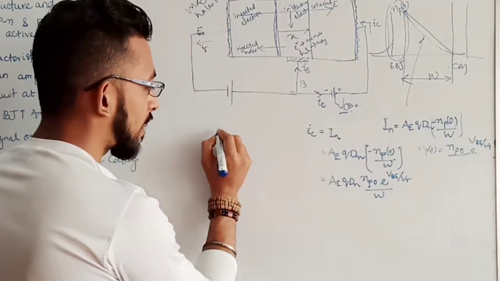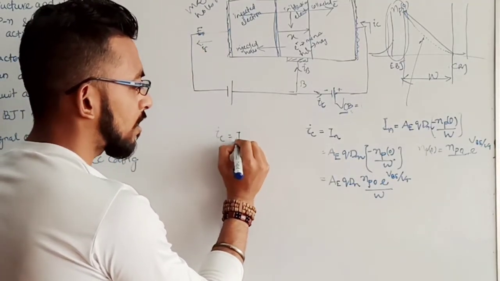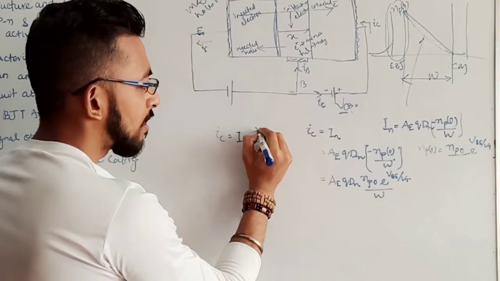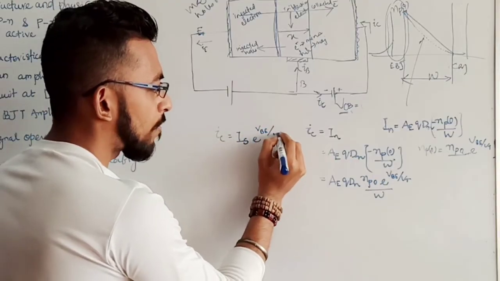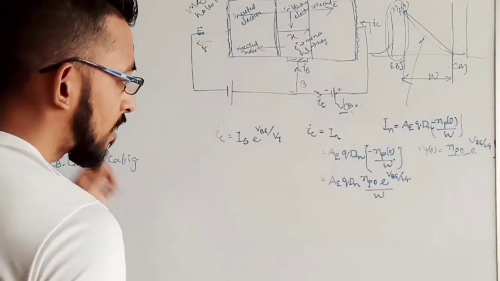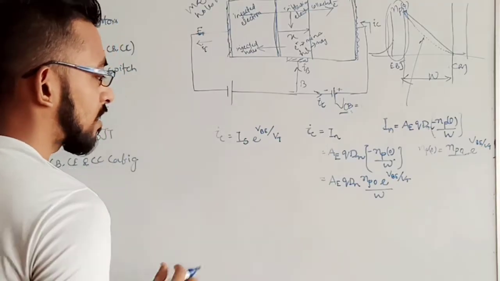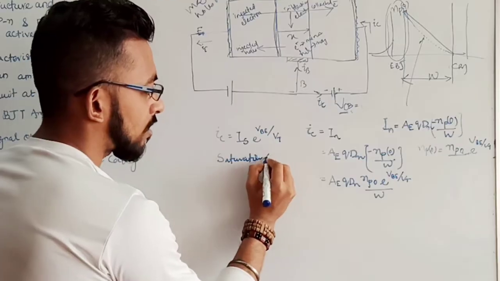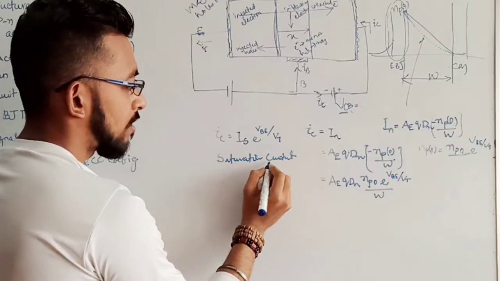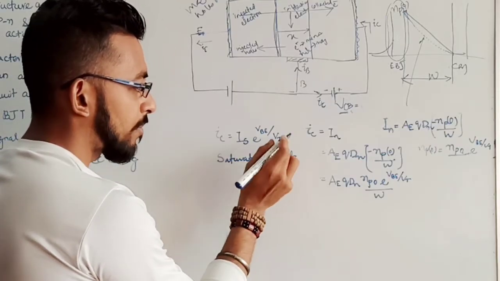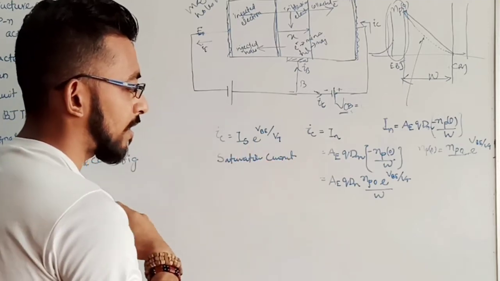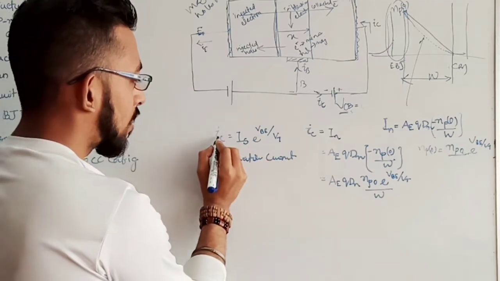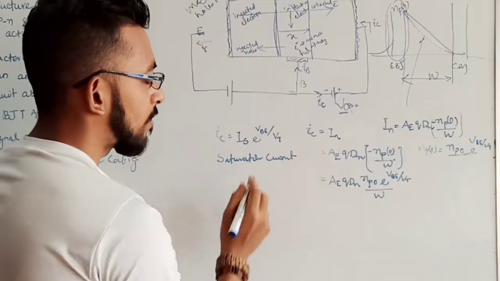So this can be written as IC is nothing but IS e power VBE upon VT. What is our IS? Our IS is nothing but the saturation current. We also read earlier what the saturation current IS is, in our semiconductor diode. So this is the saturation current. So this IC is nothing but IS e power VBE upon VT.